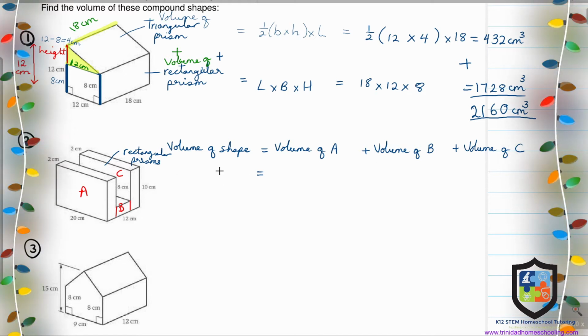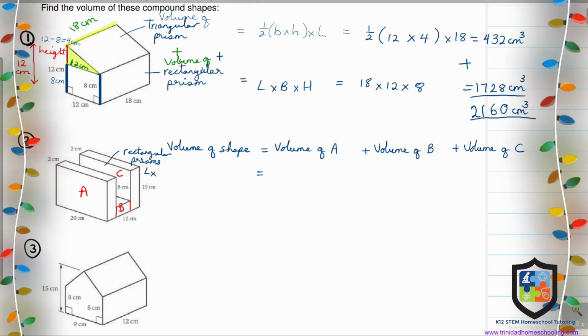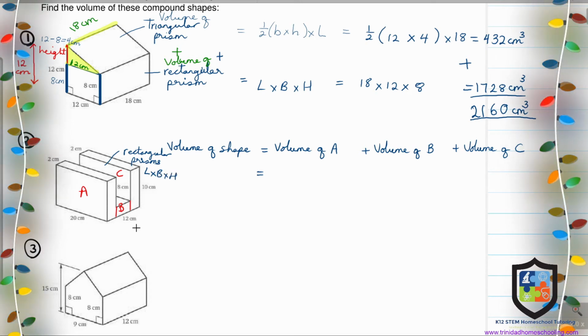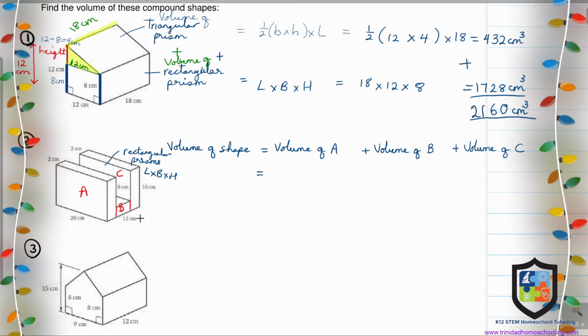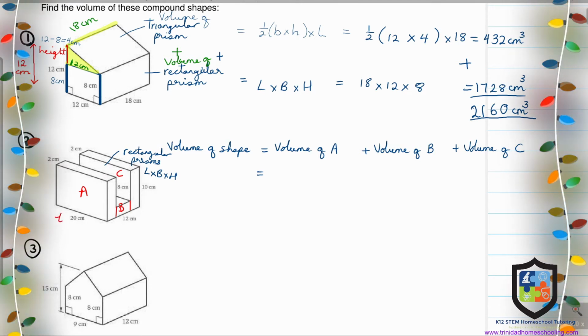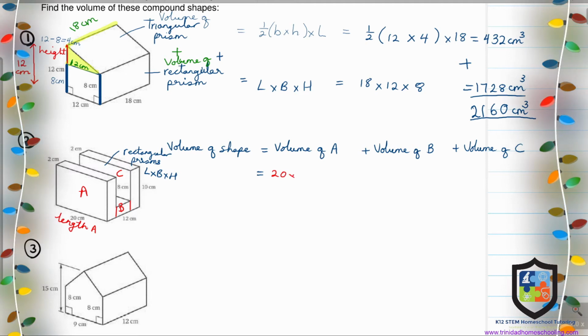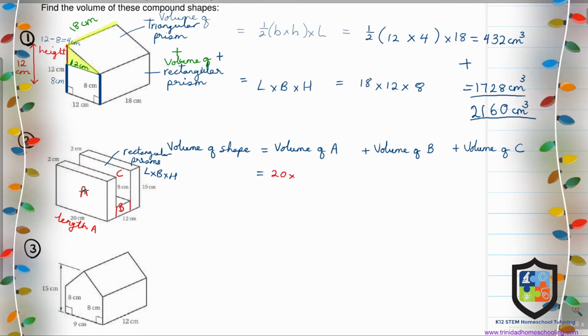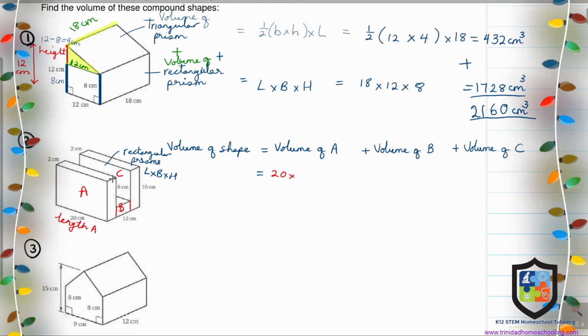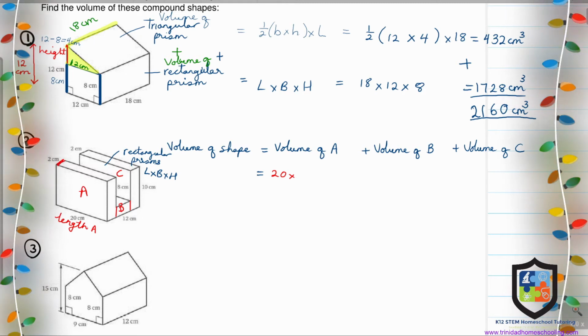Now, all of them will have the same formula, length by breadth by height. But we need to find the length and breadth and height of each of them. So let's look at A first. Where is my length of A? This is my length of A, and it's 20. So I'm going to put that here, 20. Where is my breadth for A? My breadth is this little piece here. That's 2 centimeters.